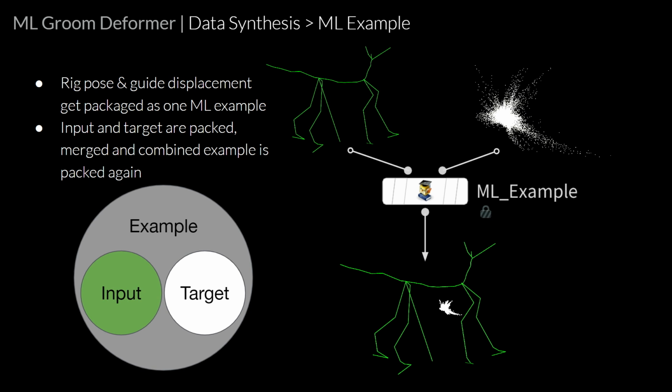Then you store this together with the rig in a machine learning example. There's a new sub, ML example, that's also a utility sub that helps you store data pairs together, and you double pack them. Basically, you pack the input and the target, and you double pack it again to make sure you never really get out of sync while doing training or further processing of them.